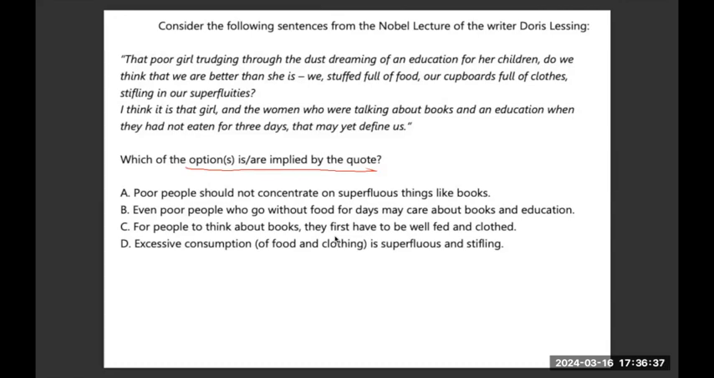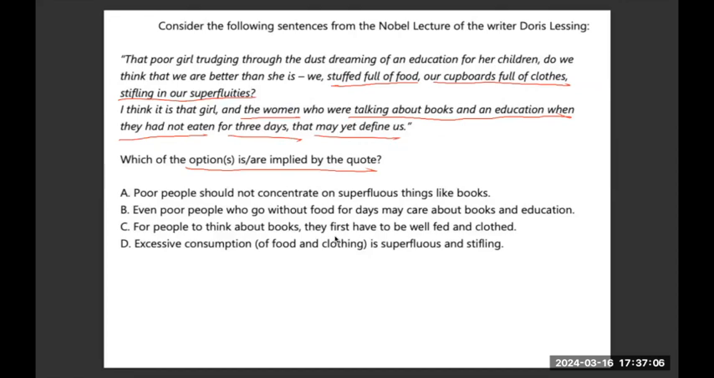That poor girl trudging through the dust, dreaming of an education for her children. Do we think that we are better than she is? We, stuffed full of food, our cupboards full of clothes, stifling in our superfluities. I think it is that girl and the women who were talking about books and an education when they had not eaten for 3 days, and that may yet define us.